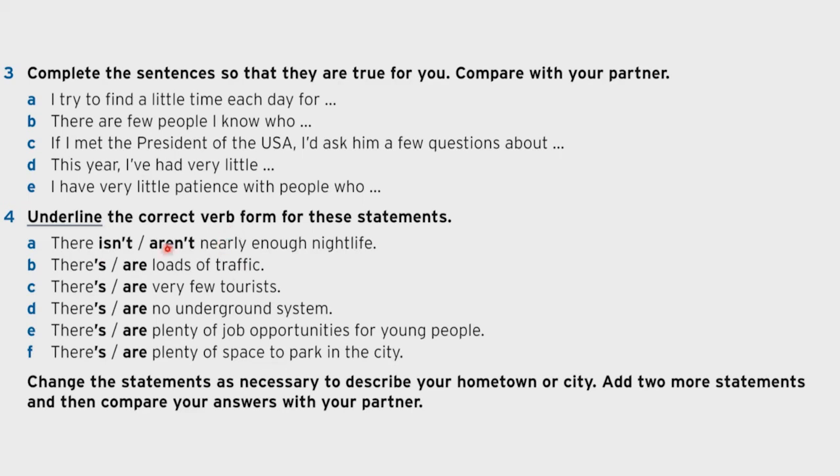For example, in letter A it says, there isn't or aren't nearly enough nightlife. As you can see, nightlife is in singular because it is an uncountable noun. So it's isn't. There isn't nearly enough nightlife. But for example, in letter C we have there very few tourists in plural because tourist is a countable noun. So there are very few tourists. Also because few, remember, can only be used with countable nouns. It cannot be used with uncountable. In that case we will use little. All right, so please continue with the rest of the sentences, and when you finish we'll move on.